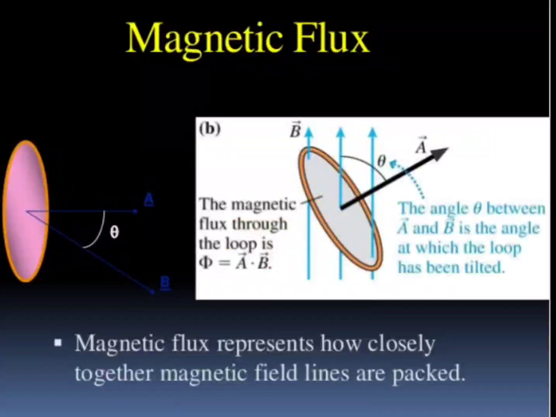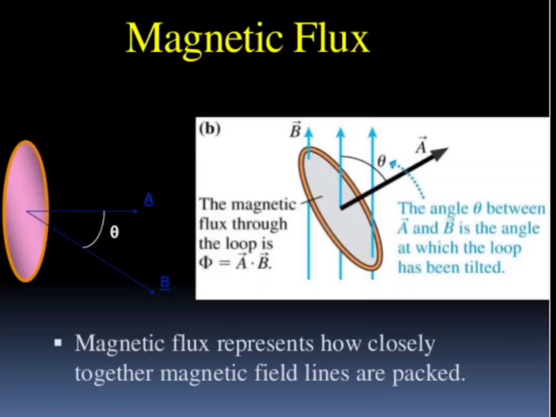Before we discuss Faraday's Law of Induction, let us discuss the basic definitions. Magnetic flux. Magnetic flux represents how closely together magnetic field lines are packed. Generally, a magnetic field is expressed in terms of magnetic flux lines. The magnetic flux is indicated by the letter phi, and B is called the magnetic flux density.